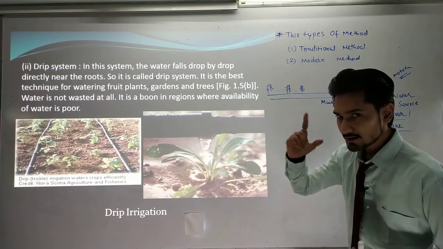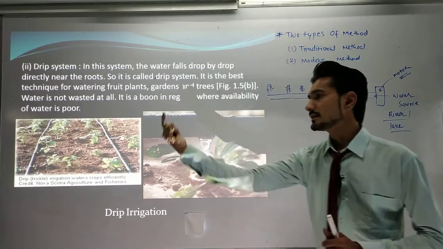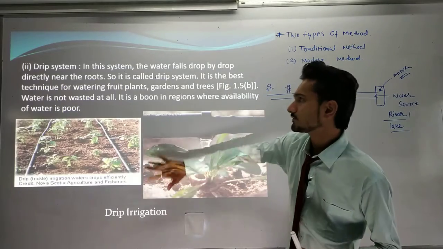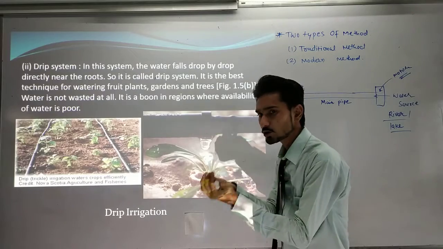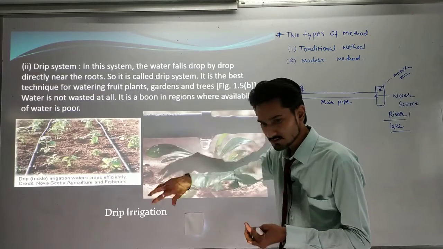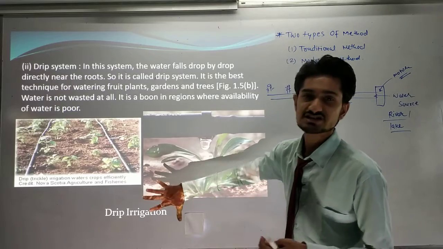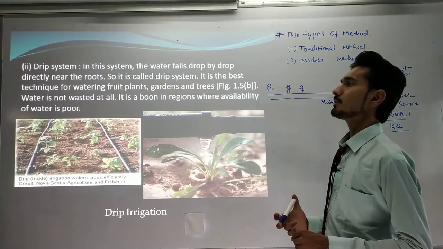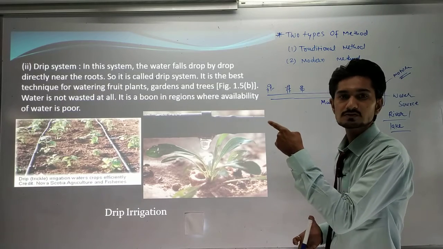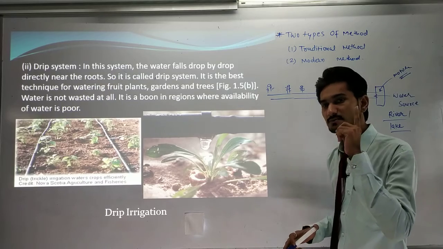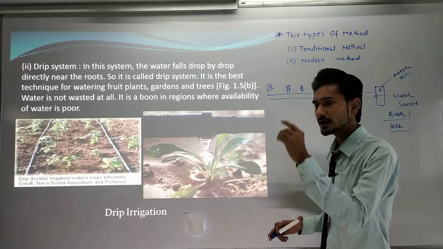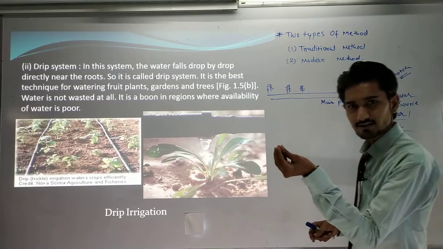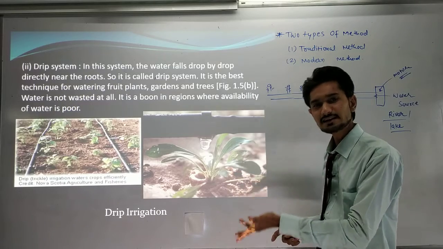In the earlier method, the water got distributed over the whole field. It does not give water to the proper plant, but where we use the drip system, it gives droplets to each individual plant at a particular destination. Look, in this system the water falls drop by drop directly near the roots. It is not the spreading of water; it gives drop by drop water to the roots. So it is called the drip system because it is giving a drop to the crops.